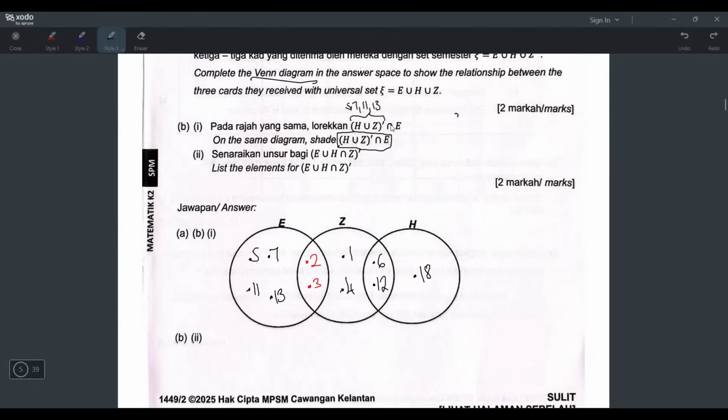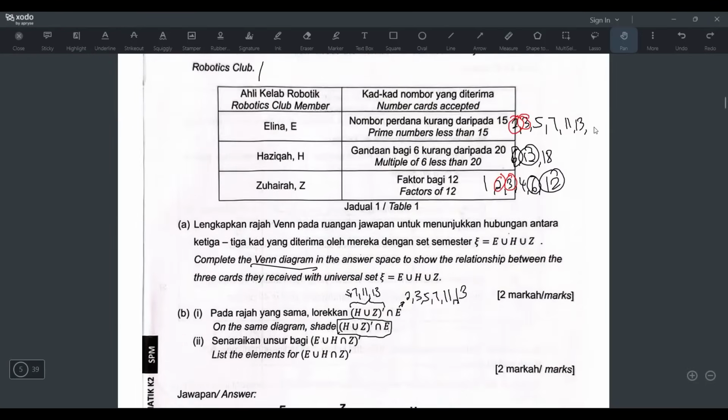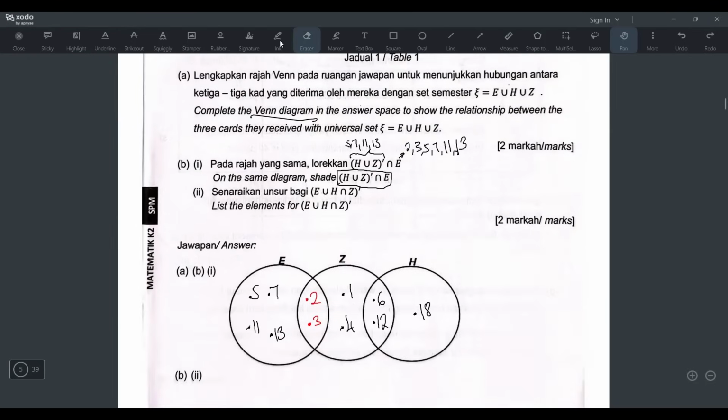But belum siap lagi, kena buat lagi intersect E kan. Okay, E punya elemen kita boleh tengok dari sini, it will be 2, 3, 5, 7, 11, 13. Right? Kalau nak tengok atas pun boleh kan, sama je. 2, 3, 5, 7, sama lah. Okay. And then now we do the intersection.